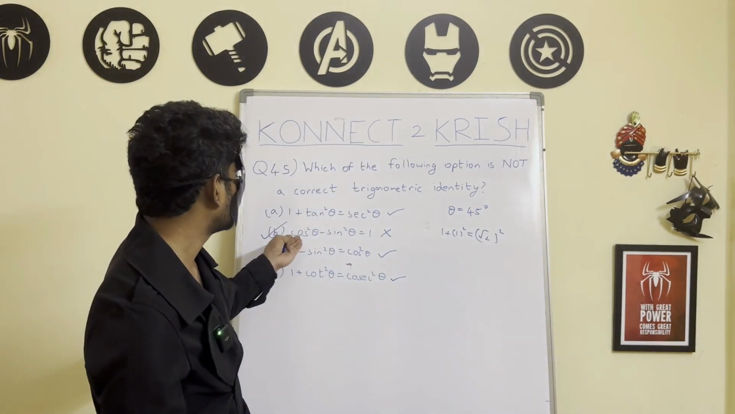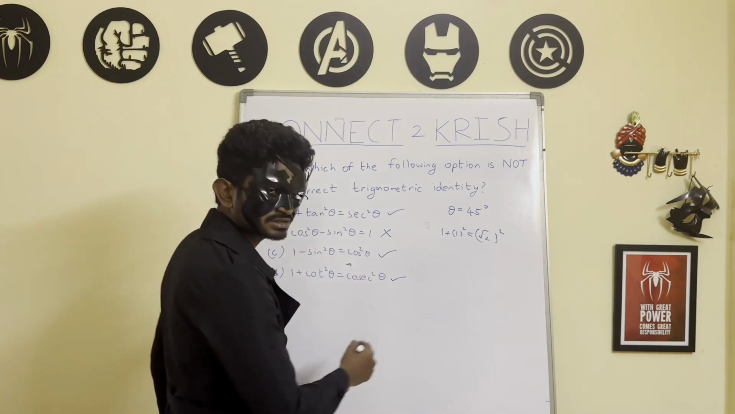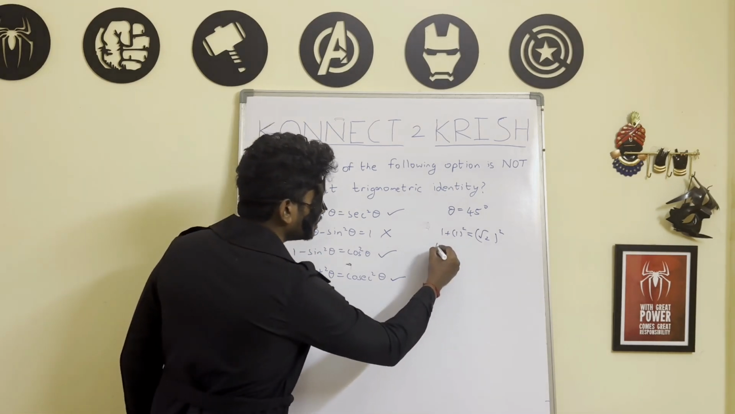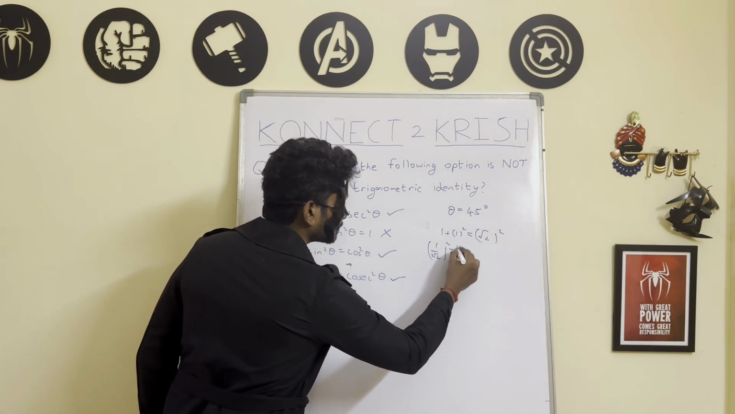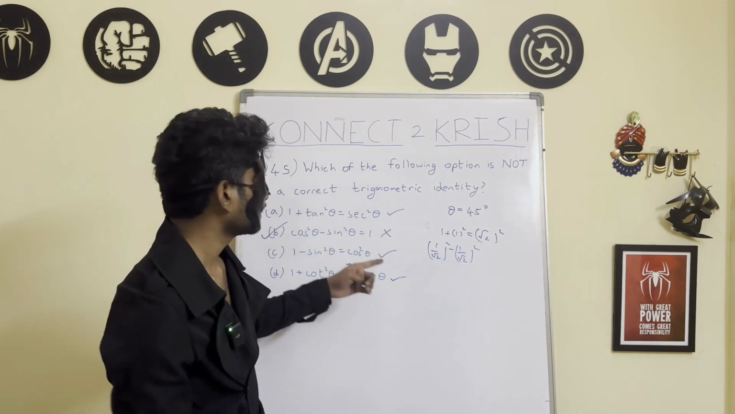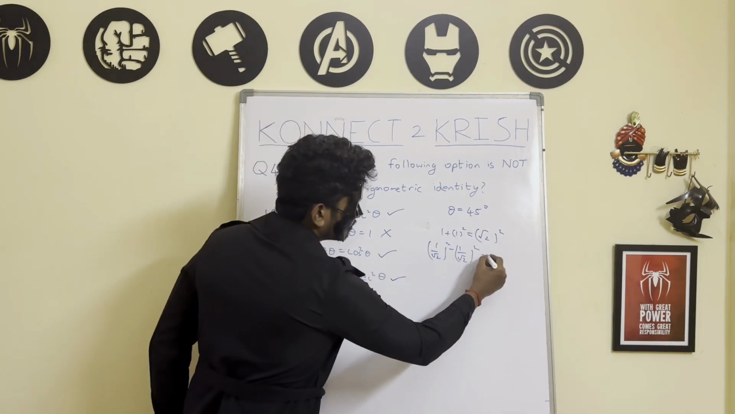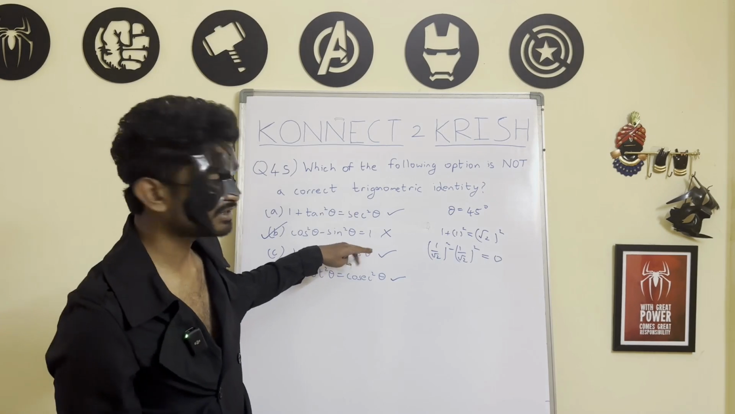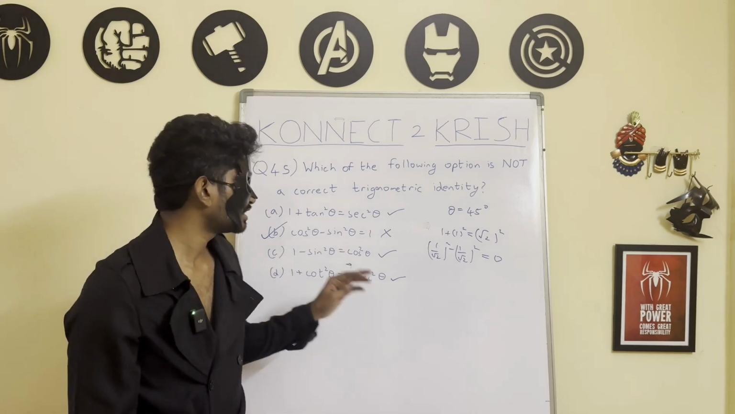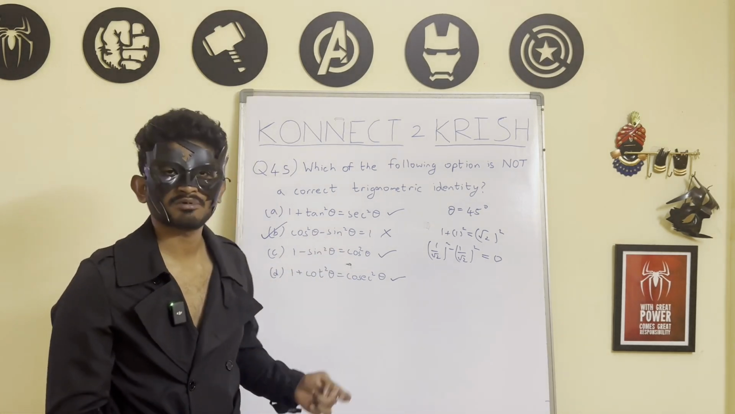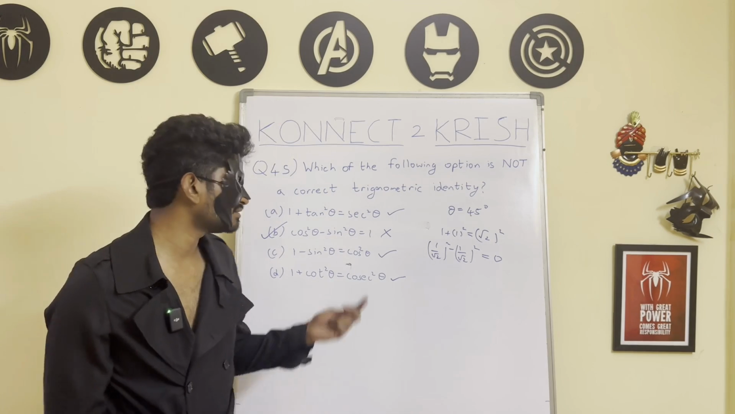But now let's substitute for cosecant theta minus sin theta. Cos 45 is 1 by root 2. 1 by root 2 whole square minus 1 by root 2 whole square, which will be equal to 0. But here it is given as equal to 1. So this is wrong, it's not satisfying. In that way you can do it, but the best option is to memorize all the identities so that you will be able to solve this question faster.